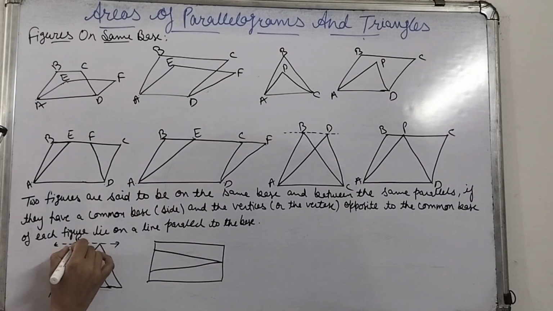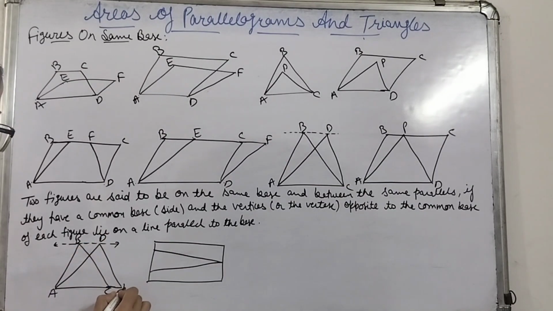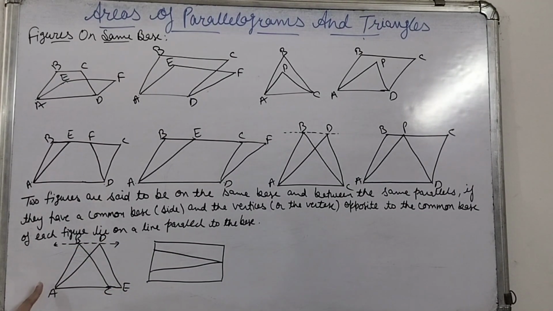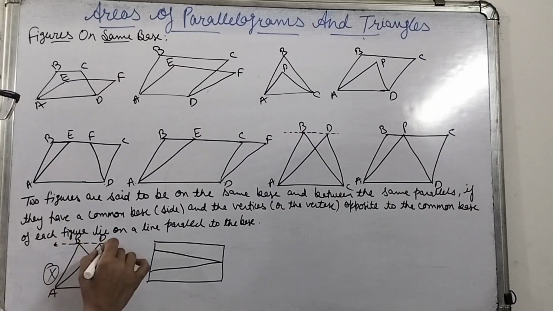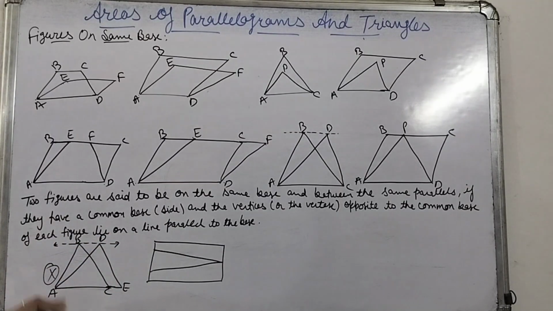Suppose this is your A, this is B, this is C, this is D and this is E. Now we can see one of the triangles is your ABC, another triangle is your ADE. For the triangle ABC, base is your AC, and for the triangle ADE, base is your AE. For both the two triangles, base is not the same. So it is not on the same base. Although it is between the same parallels, both the two lines BD and AE are parallel lines. So both of them lie between the same parallels, but they do not have the same base.